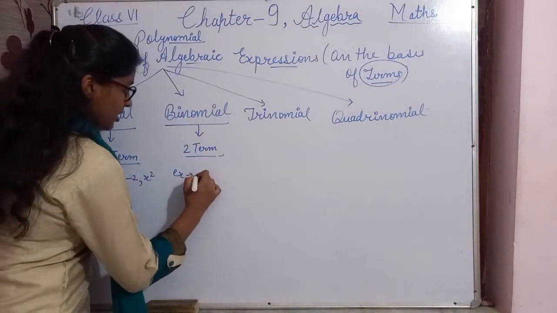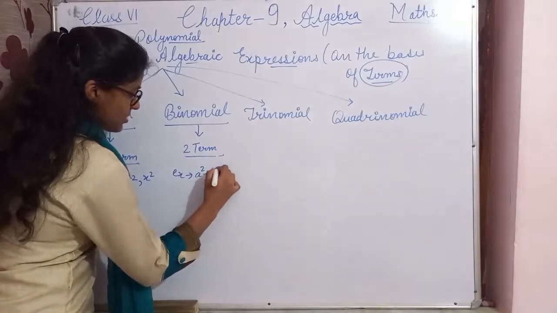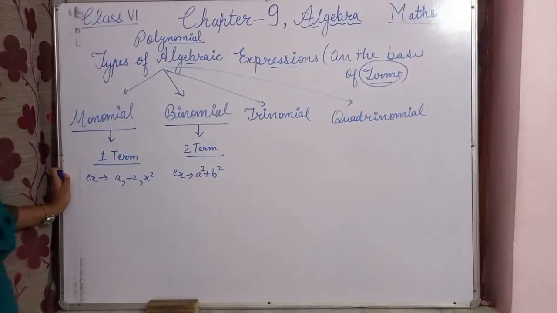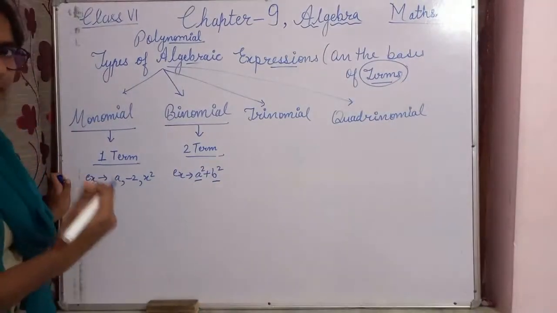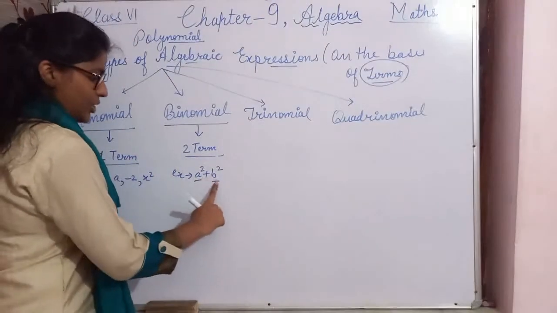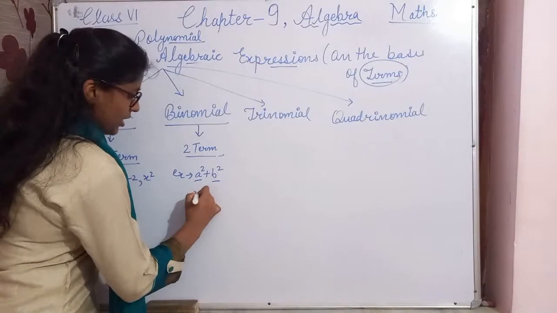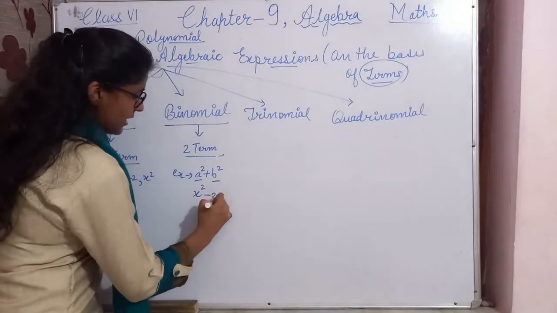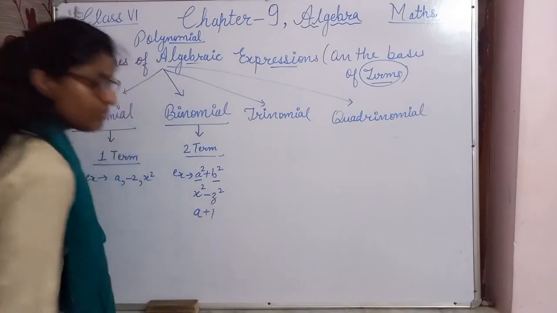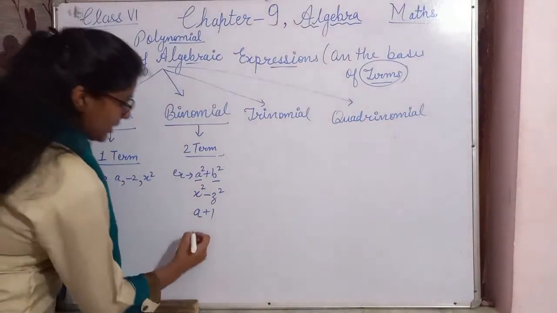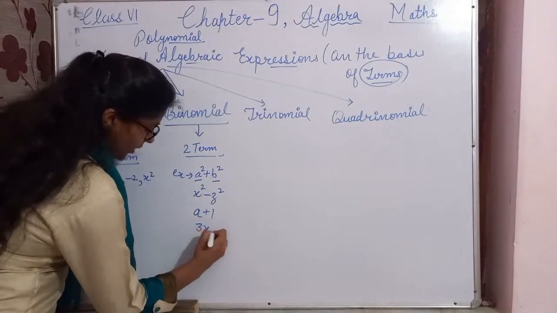Example: a square plus b square. How many terms do we have? 1, 2. Terms are separated by plus or minus sign. So how many terms? 2. x square minus z square: again 2 terms. a plus 1: again 2 terms.